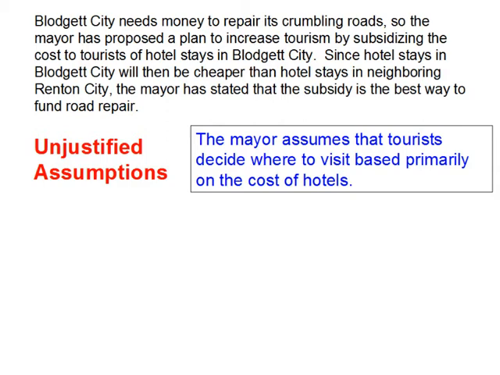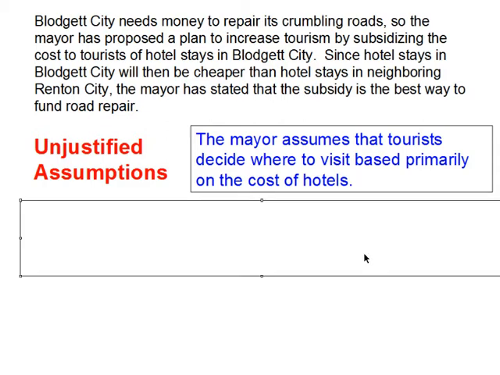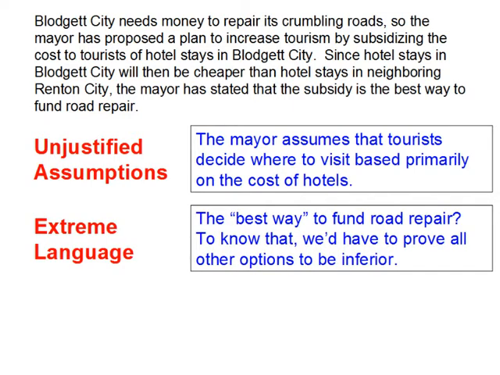What if there is nothing for the tourists to do in Blodgett City, but Renton has several attractive tourist destinations, spas, or something unique in their town that gets tourists to come off the highway and visit them, or an antique shop. You know how tourist things go, whatever it may be. So a big assumption here that just because we lower the price, all of a sudden we're going to have more tourists. It might be more complex than that.